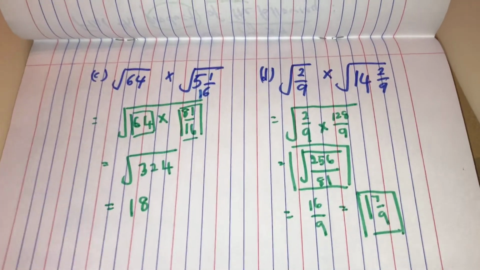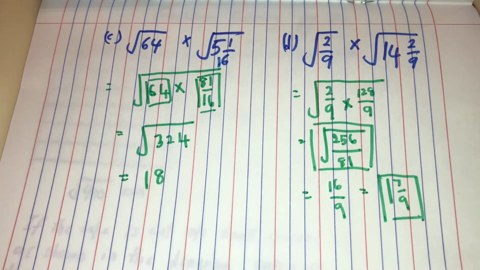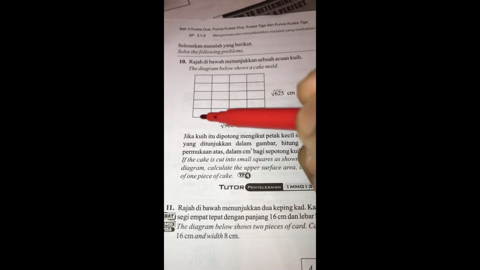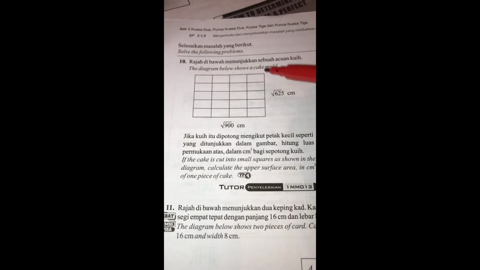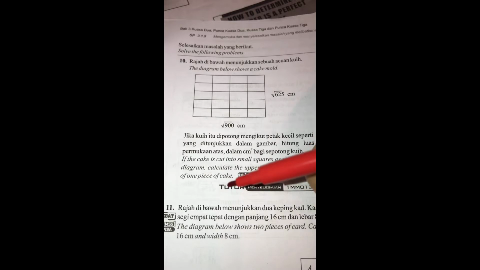Okay, so this one is for question C and D. You can refer to page 40, question 10, the problem solving question. Solve the following problems. The diagram shows a cake mold. The question gives you the length and width: the length is square root 900 cm and the width is square root 625 cm. If the cake is cut into small squares as shown in the diagram, calculate the upper surface area in cm squared of one piece of cake.